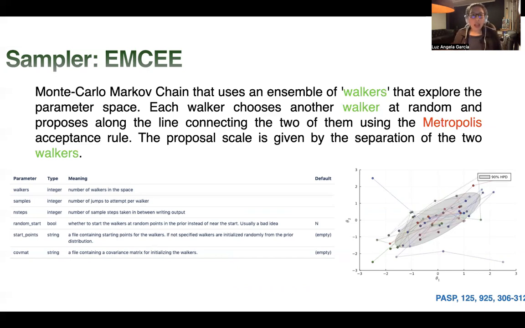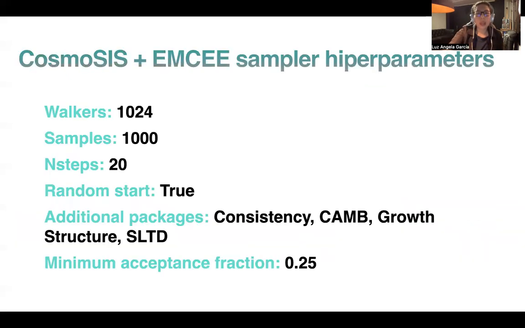So I'm showing on the left the different parameters that are included in the sampler, and on the right I'm showing the basic methodology that the sampler uses in Cosmology. In particular, I'm going to use these values for the parameters, and I'm using a minimum acceptance fraction of 0.25, which means that it's above the minimum that has been imposed in the code.